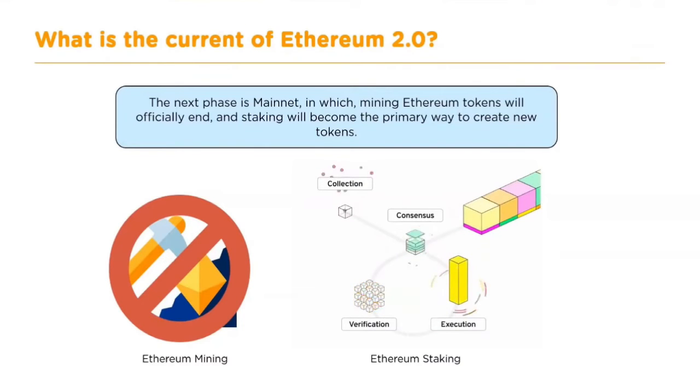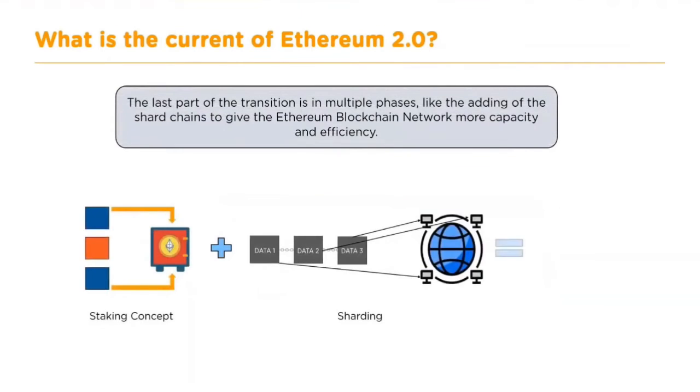The last part of the transition is expected to unfold in multiple phases, like adding the shard chains to give the Ethereum blockchain network more capacity and efficiency to handle all of the demand and increase transactions per second. Although it has been a long road and there is still a good deal of uncertainty around the timing, the Ethereum developers do seem to be motivated and on their way to completing the whole transition.